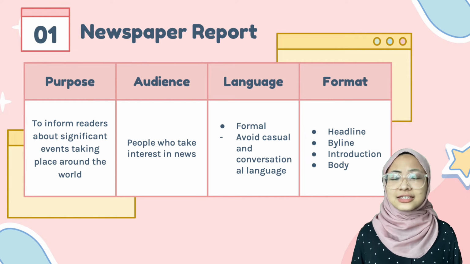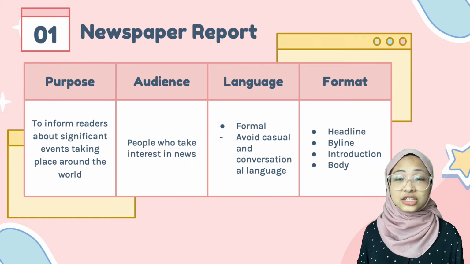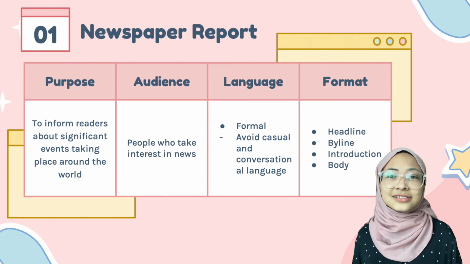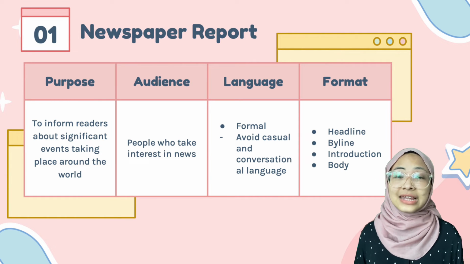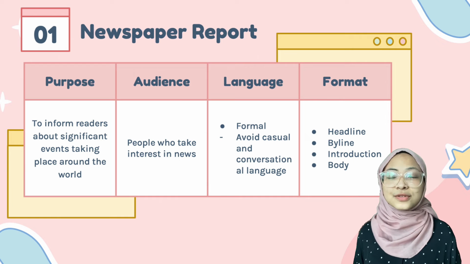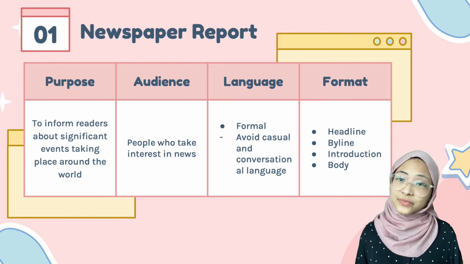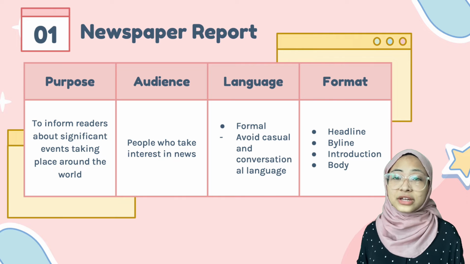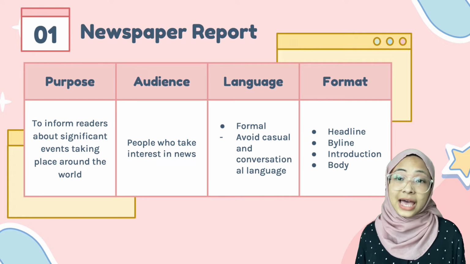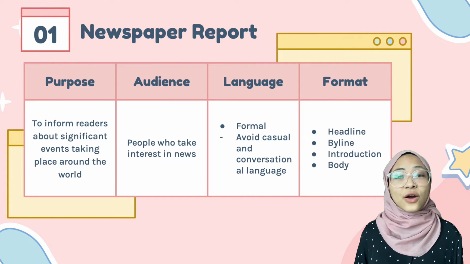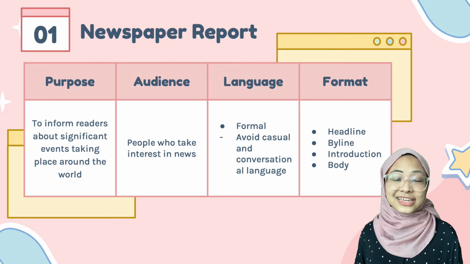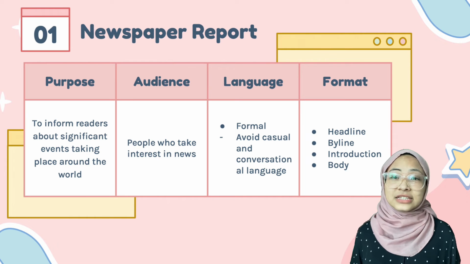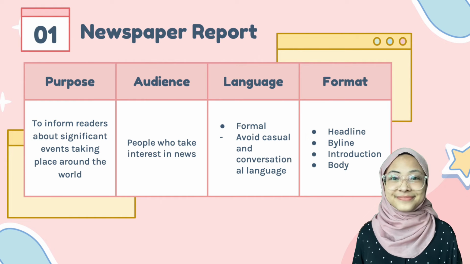In most cases, a single newspaper coverage will focus on a single recent occurrence, and it is important for newspaper report to be objective and factual, instead of using one's own opinion, as newspaper report covers an actual event that has happened. The audience are mostly people who take interest in news or major event that happened recently.